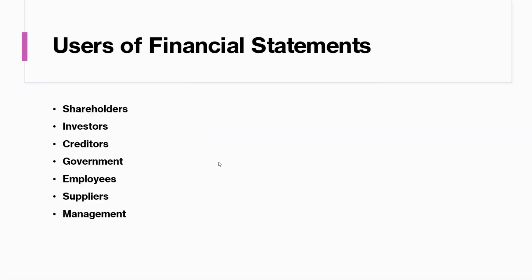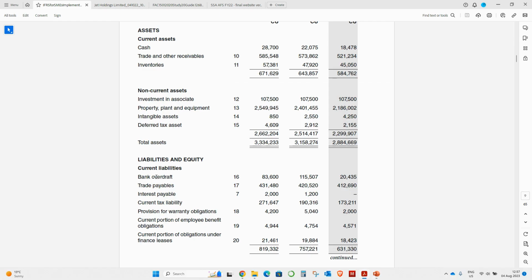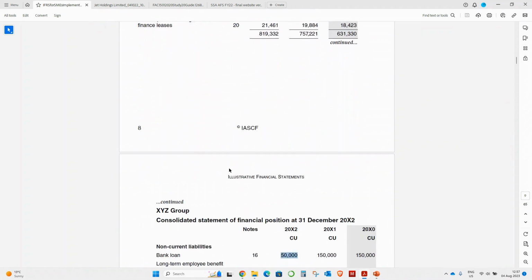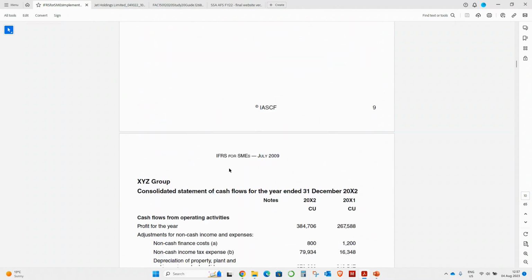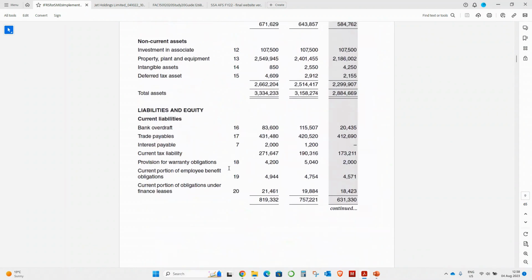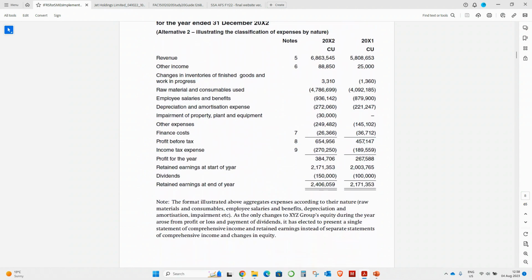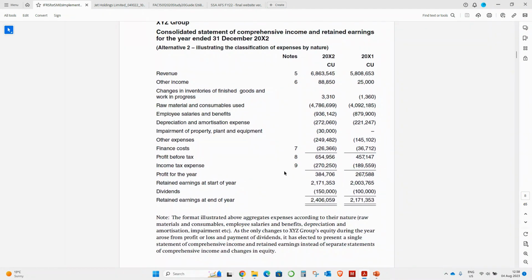So yeah, those are the creditors, and also the government. Government is very interested in your financial statement because every company needs to pay tax. They need to know how your company is performing and also see that you are paying the fair amount of tax. As you can see on the income statement, it shows an income tax expense. This is an amount that you need to go and pay over to the taxman. So they also need your financial statements.